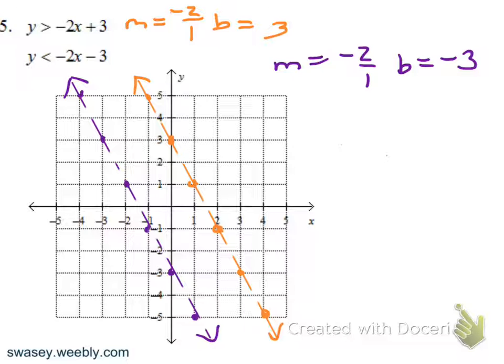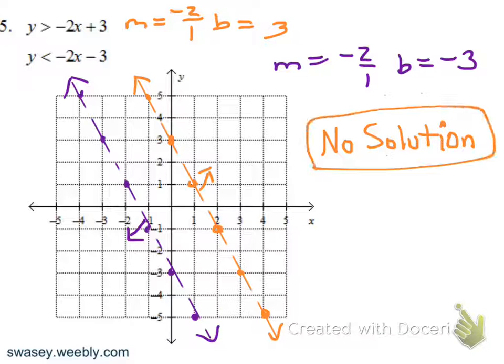Now let's figure out our shading. For the orange one, the first one, greater than, we shade above. For the second one, less than, purple one, we shade below. So nothing shaded twice, so we'll write no solution, or you could write empty set. The solution set is empty. There's no x and y values that give us solutions to both of these inequalities.